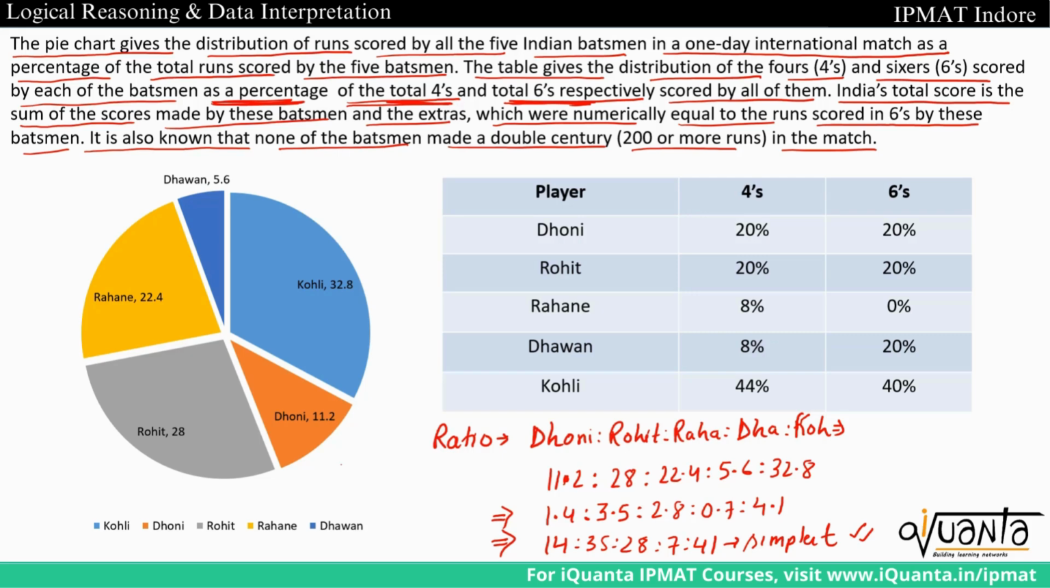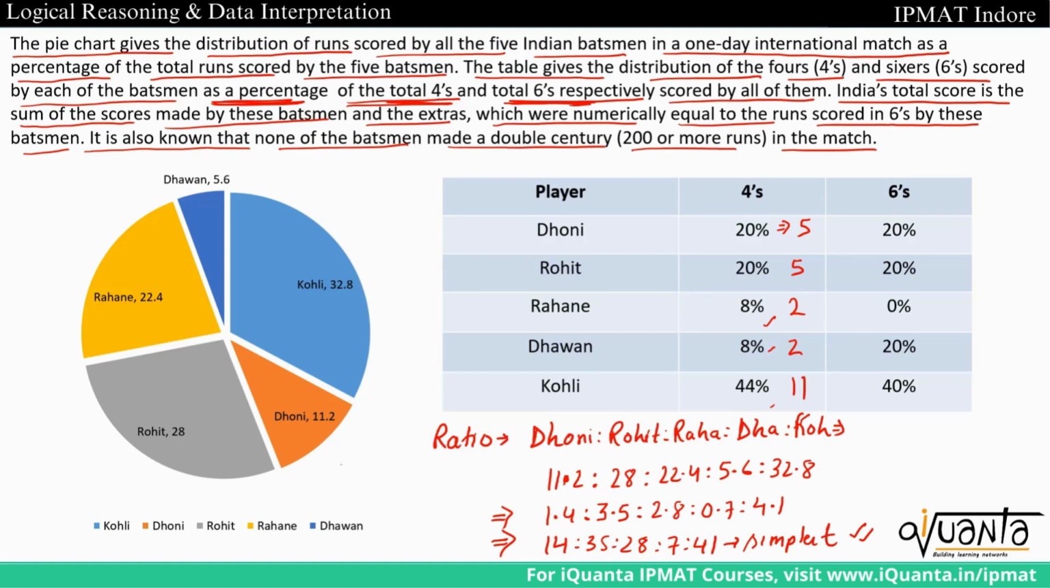If we find out the ratio of 4s scored by these batsmen, then here we have 20, 28, 8, 8, 44, and we can divide all the numbers by 4. So the ratio will be 5, 7, 2, 2, 11. This will be the ratio of 4s scored by them.